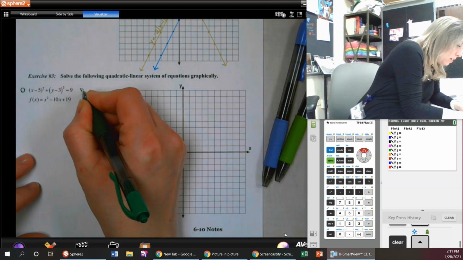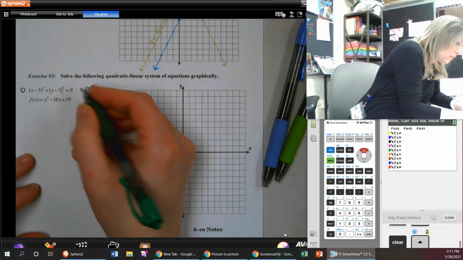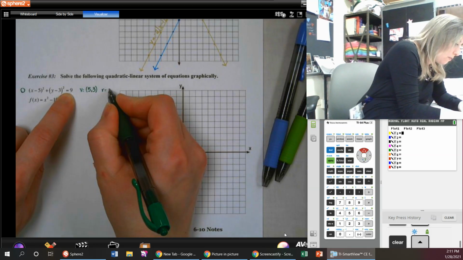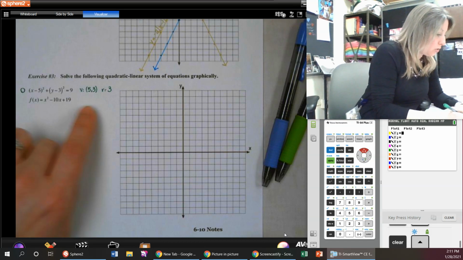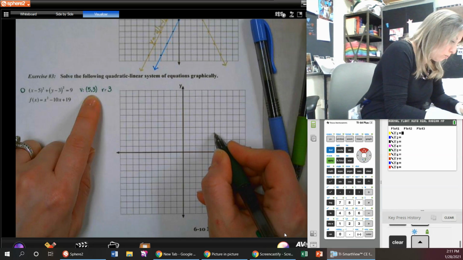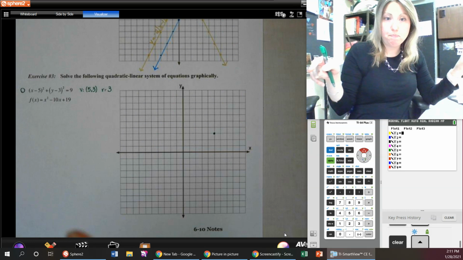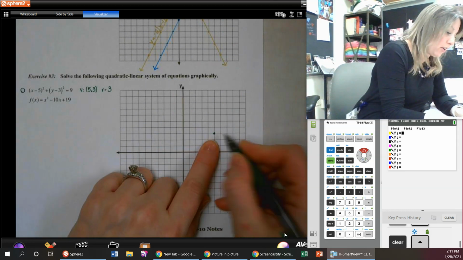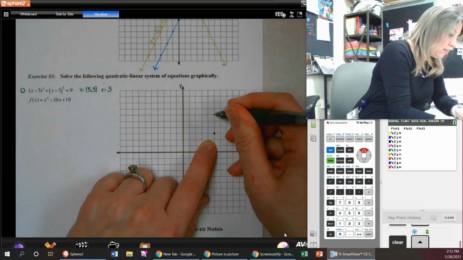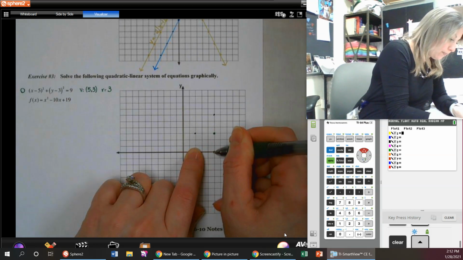Circle. Where my center is 5, 3, because it's the opposite sign of what's inside the parentheses. My radius is the square root of the number on this side. So the square root of 9 is 3. So that means go to 5, 3. 1, 2, 3, 4, 5. And then up 1, 2, 3. Now, on each side of the circle, I count out 3 for my radius. Right 1, 2, 3. Up 1, 2, 3. Left 1, 2, 3. Down 1, 2, 3. Okay.